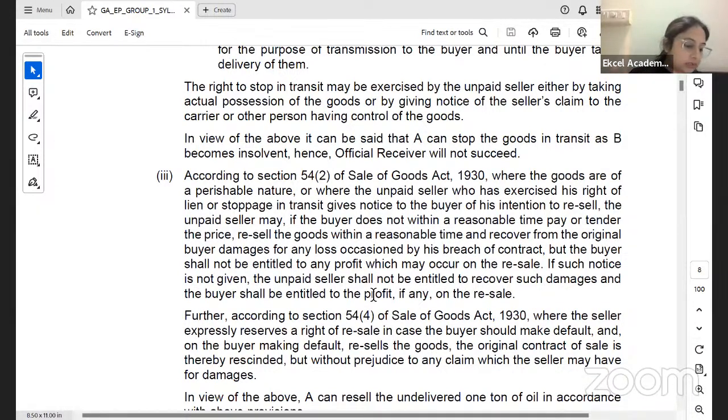The next one is also: discuss, can A resell the undelivered 1 ton of oil? Can he resell? The answer is yes, he can resell, but there is some information about giving notice to the buyer. You have to give them the notice, and only if the buyer does not respond, then you can resell. After reselling, if you get a profit, what you have to do, and if you incur a loss, what you have to do, all these things are involved in this. We will just go through the answer.